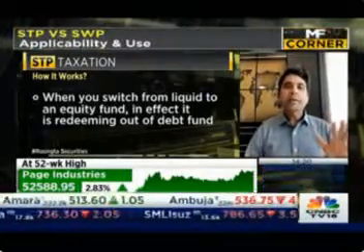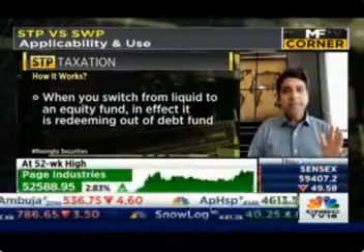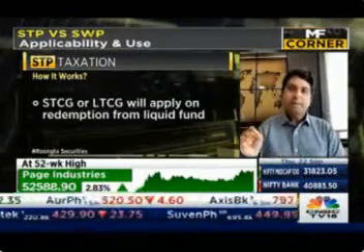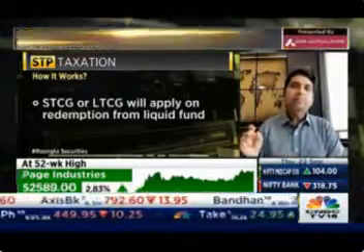So short-term capital gains, in case your holding period is less than 3 years and you've redeemed out, and long-term capital gains in case there is a redemption after 3 years of holding. So there is an implication on the liquid fund. Now on the equity side, you're investing in that particular date. So that becomes your date of purchase for future long-term capital gains or short-term capital gains calculation.